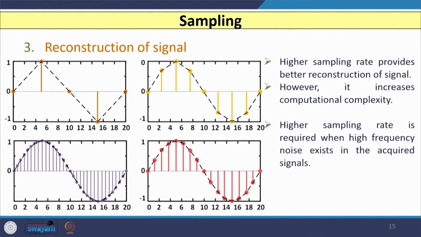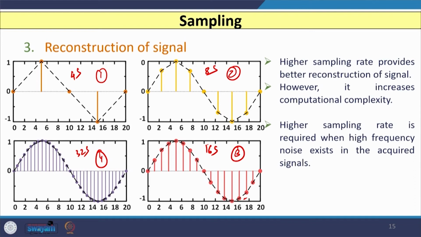The third thing is the reconstruction of signal. Again, you can see this is your first, second, third and fourth graph, where you have 4 samples, 8 samples, 16 samples and 32 samples. Here you can see that when you reconstruct the signal, the 4 sample signal is not a sinusoidal wave, the 8 samples is also not perfectly sinusoidal, with 16 you will find a few deviations at a few points, but with 32 it looks like a perfect sinusoidal. So, a higher sampling rate provides better reconstruction of the signal.